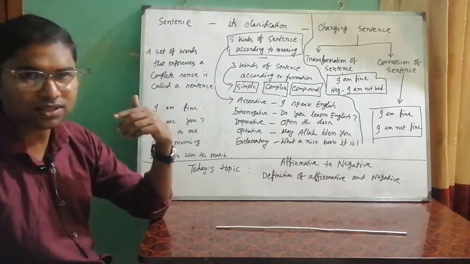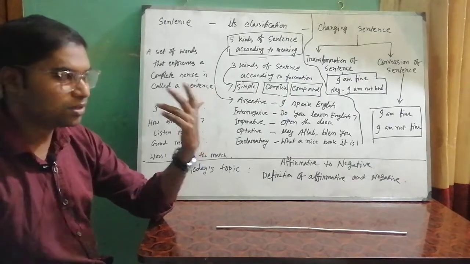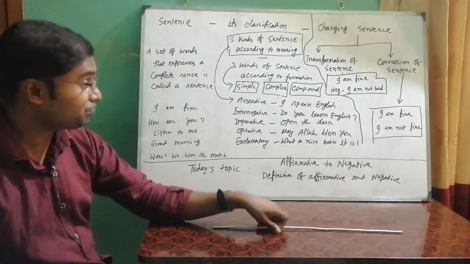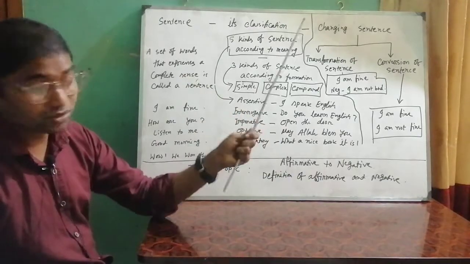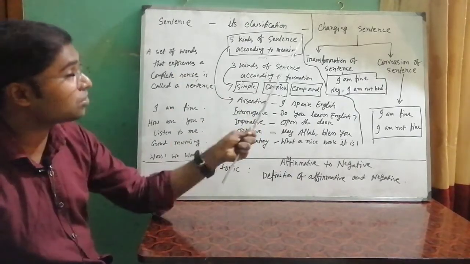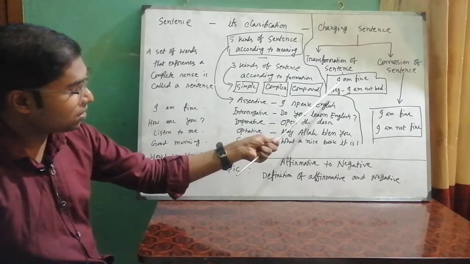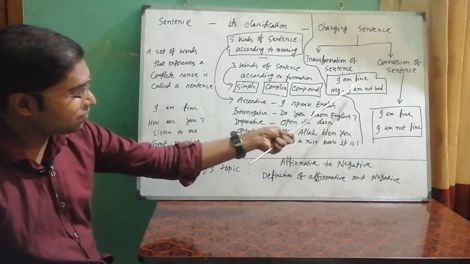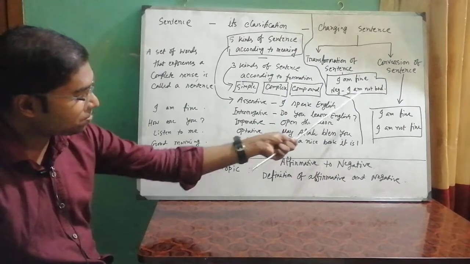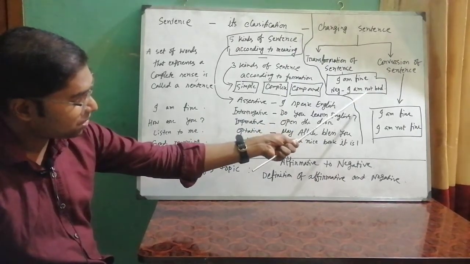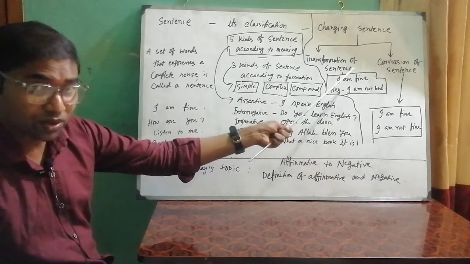And in our grammar, when we learn about changing sentence, we have to have the transformation of sentence. I wrote down 2 examples here. I am fine. If I like to make it negative, I am not bad. আমি ভালো আছি. যদি আমি নেগেটিভ করি, I am not bad, আমি খারাপ নেই, তার মানে আমি ভালো আছি.